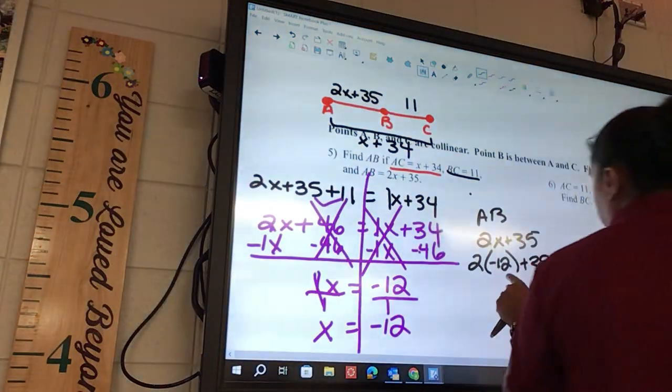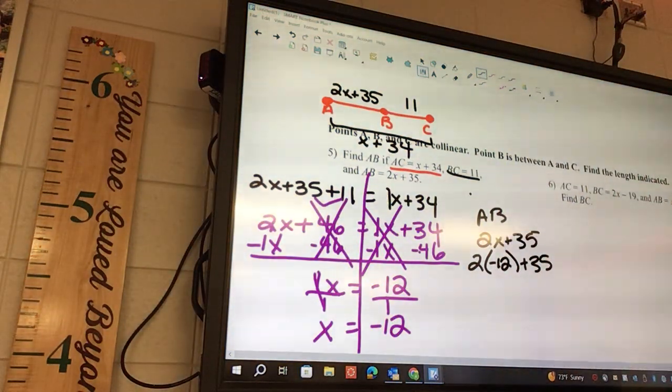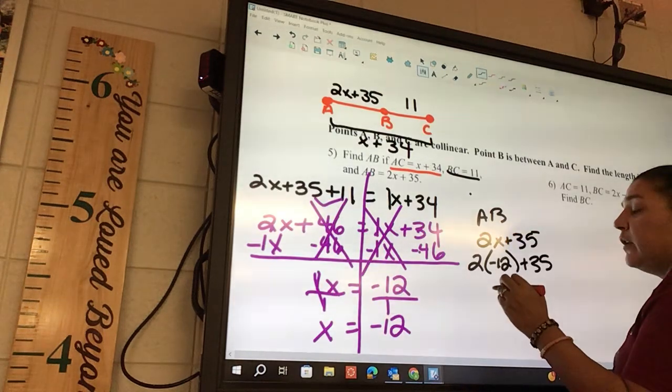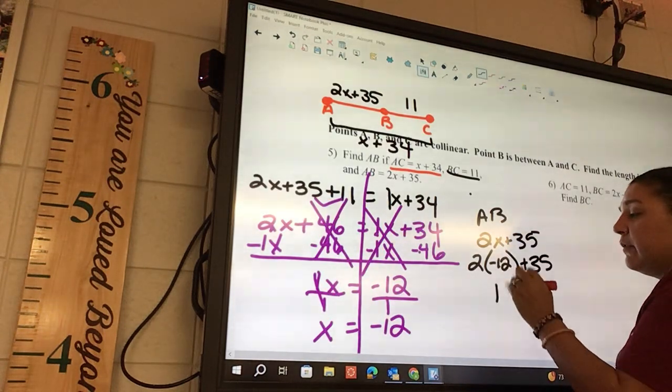59? Does somebody agree with that? I got 11. Yeah, I got 11. You got 11? Okay, so below, make sure, did you put the negative? No? Okay. What is it? 11? Positive 11? Yeah. Okay.